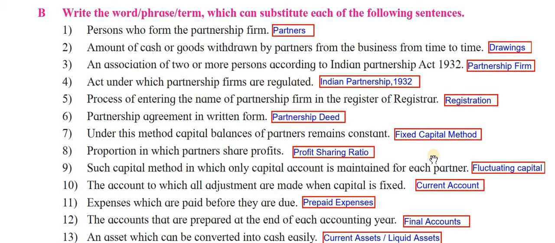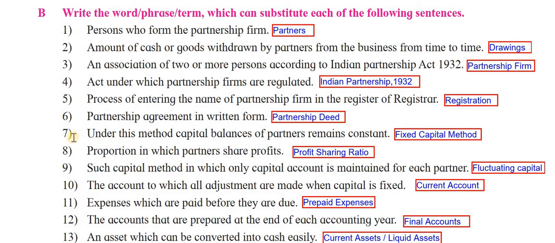ठीक है. Then fourth, act under which partnership firms are regulated. Definitely it is Indian Partnership Act 1932. Now you can realize students कि ये years के कितने मायने होते हैं, है ना. Then fifth is process of entering the name of partnership firm in the register of registrar. उस process को क्या कहते हैं जो entering the name of partnership firm in the register of registrar, it is called as registration. ठीक है. Then sixth is partnership agreement in written form, it is called as partnership deed. Okay.